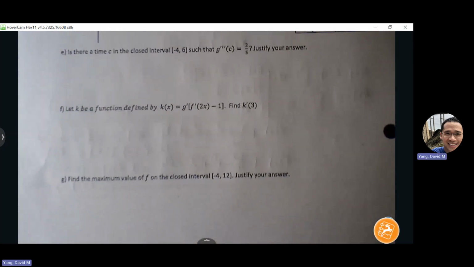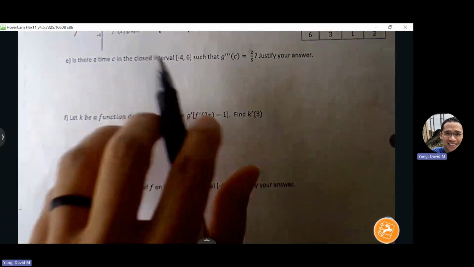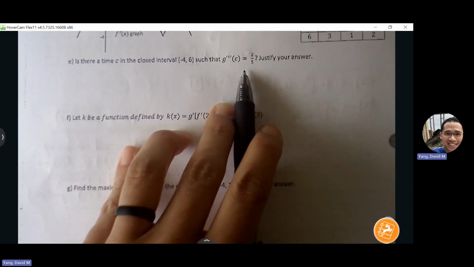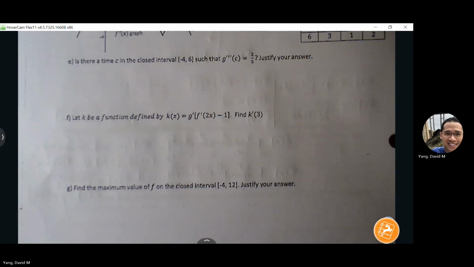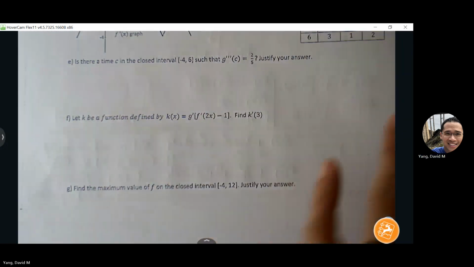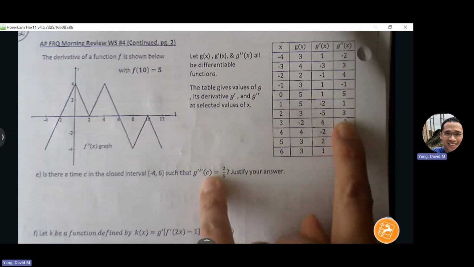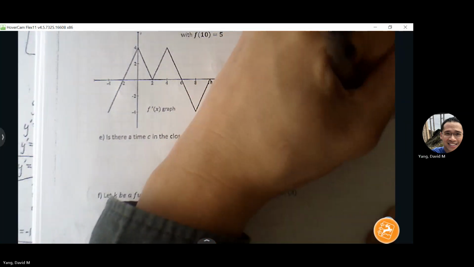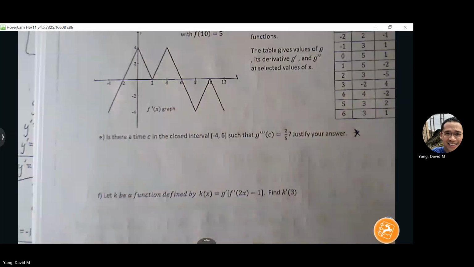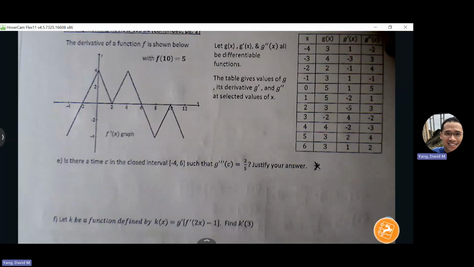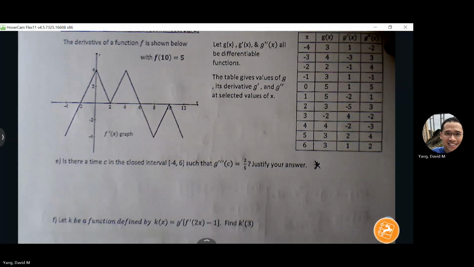Okay, let me just highlight a few things here. Part E, is there a value such that g double prime is equal to 2/5? Oh, sorry, g triple prime. And we can tell that we don't have any g triple prime information here, but we do have g double prime. So if I have something that is a derivative away from what I'm looking for, what is that an indication of? We're going to use what? There's a theorem here. Mean Value theorem, yeah.